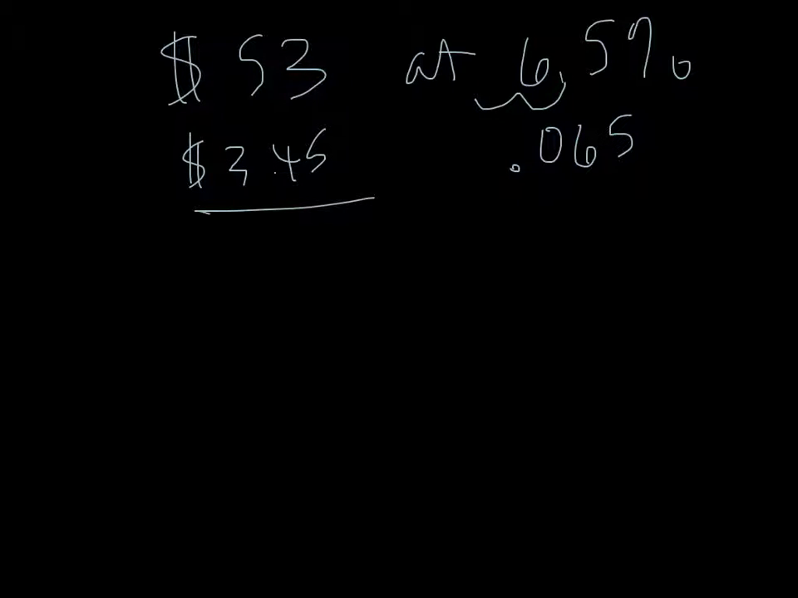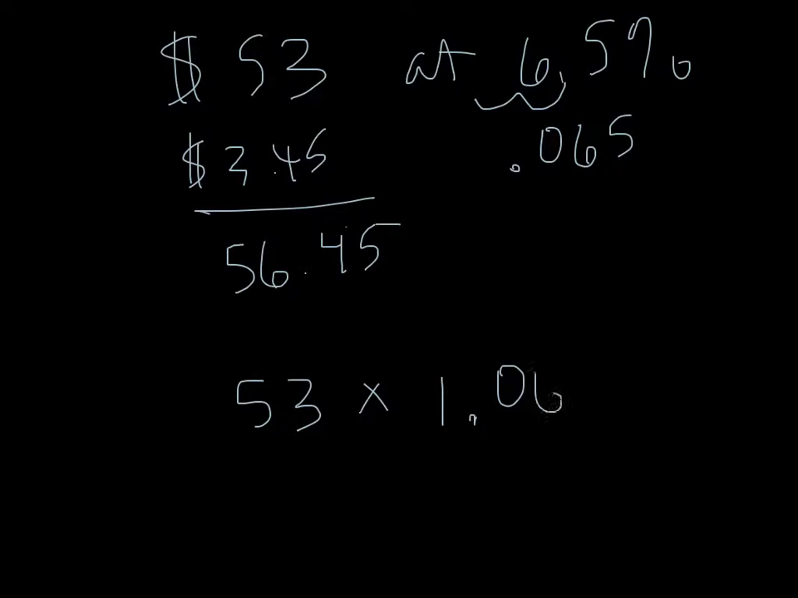So you would add that and you would get $56.45. What I'm saying is you can multiply 53 times 1.065 and that will give you this answer. It saves you the step of having to add on the 53 because mathematically what it does is it multiplies the 53 by the 1, so it adds it for you. It's just a little shortcut.